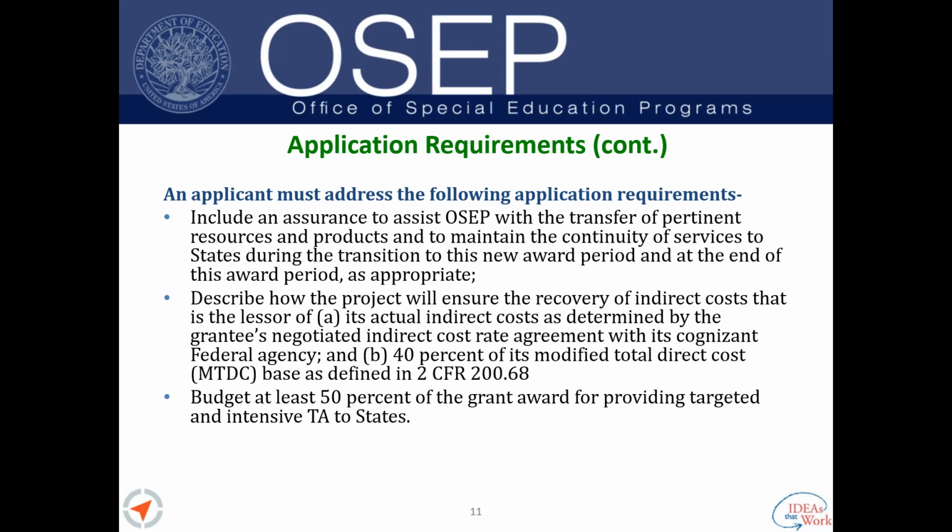2, describe how the project will ensure the recovery of indirect costs, that is the lesser of A, its actual indirect cost as determined by the grantee's negotiated indirect cost rate agreement with its cognizant federal agency, and B, 40% of its modified total direct costs, or MTDC, as defined in 2 CFR 200.68. And 3, budget at least 50% of the grant award for providing targeted and intensive TA to states.